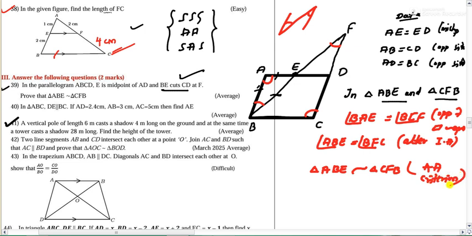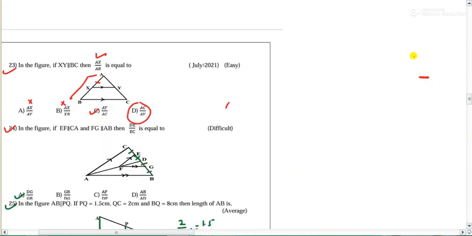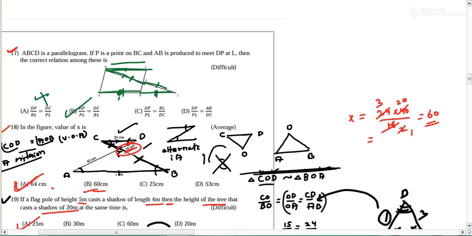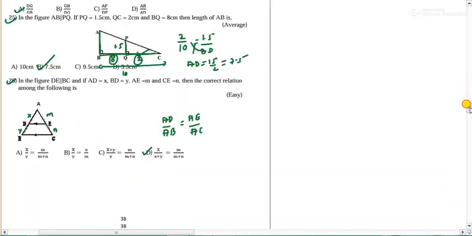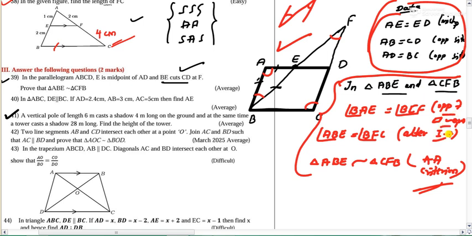Any doubt? Easy, right? So based on only this data, you will get full marks. Even if you don't write the given data, it is fine. If you have written this figure and this answer with the reasons, you will get the full marks. Got it?